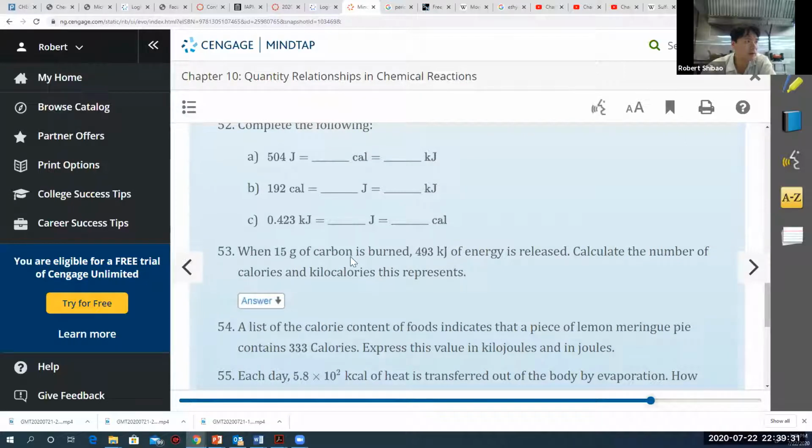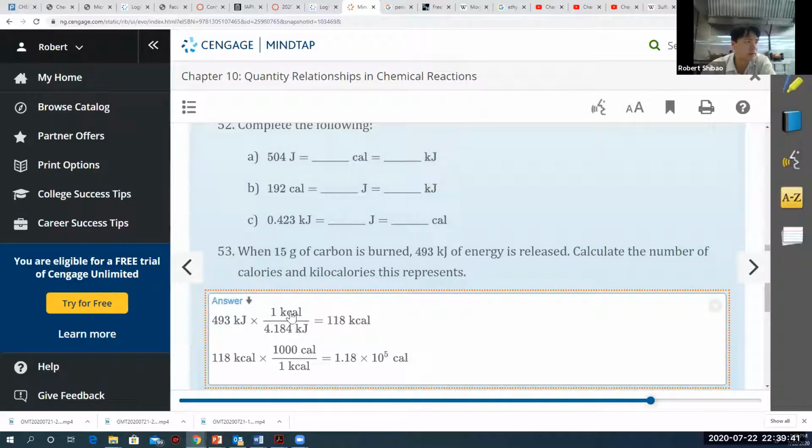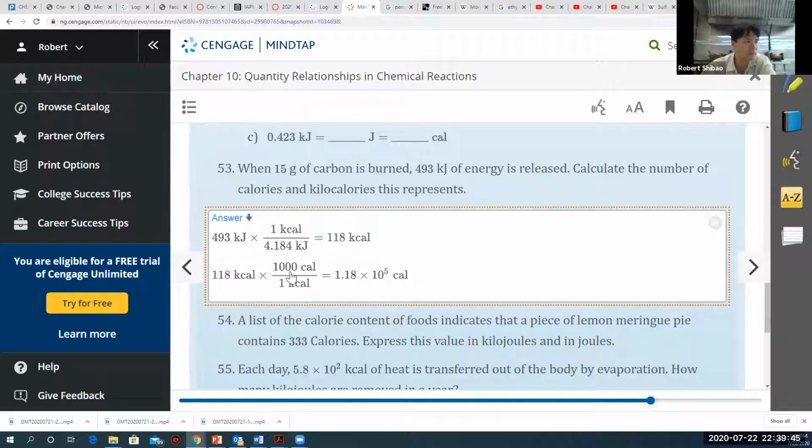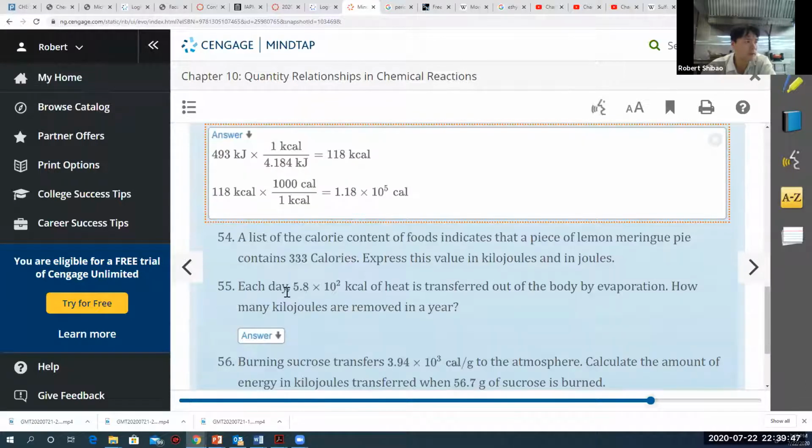When 15 grams of carbon is burned, 493 kilojoules of energy is released. Calculate the number of calories or kilocalories. So just kilojoules to joules, joules to calories, calories to kilocalories. So kilojoules to, oh, they do it in one step. I do it in multiple. Each day, 5.8 times 10 squared, so 580 kilocalories of heat is transferred out of the body by evaporation. How many kilojoules per year? Wow, okay.